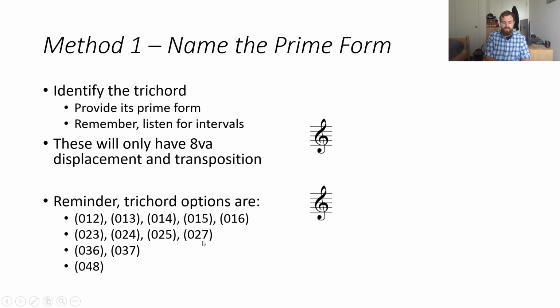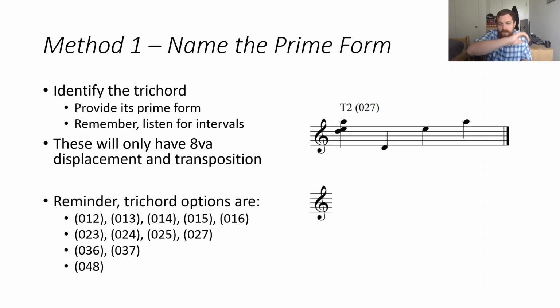Move this down an octave. What is this? That gives us an 027, right? But spread out across two octaves, right? And transposed up a whole step from where its prime form would be.